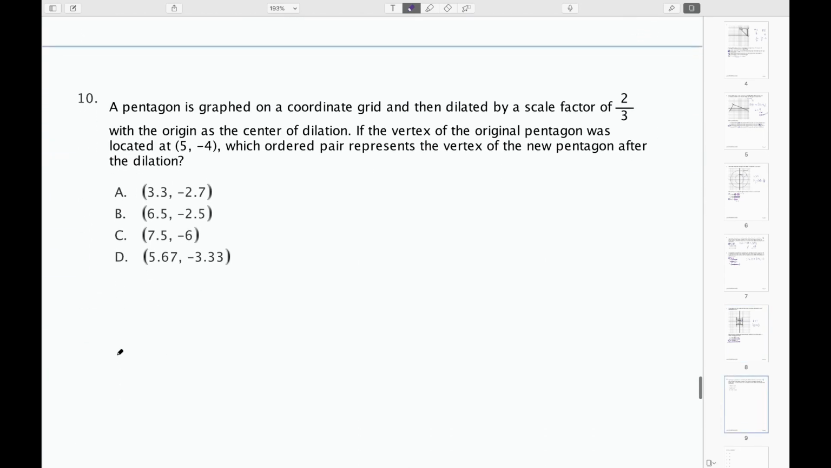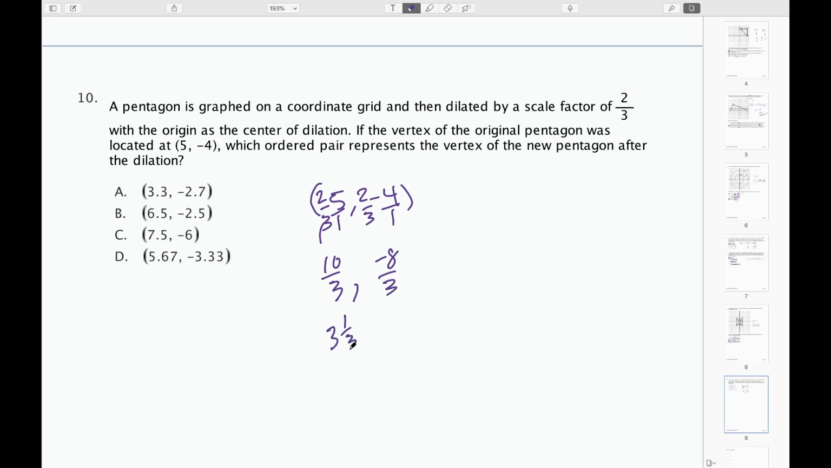We can move on. Pentagon, so we got 5, negative 4. We got a scale factor of 2/3. So times 2/3, times 2/3. And this one's going to be a little bit uglier. So this is, put it over 1. This is 10/3. This is negative 8/3. 3 1/3, and negative 2 2/3. So let's look at those. This is 6.5. That's gone. That's gone. That's gone. So it's got to be A. Once I see it's 3 1/3, then I can see A is right because the other ones are way off.